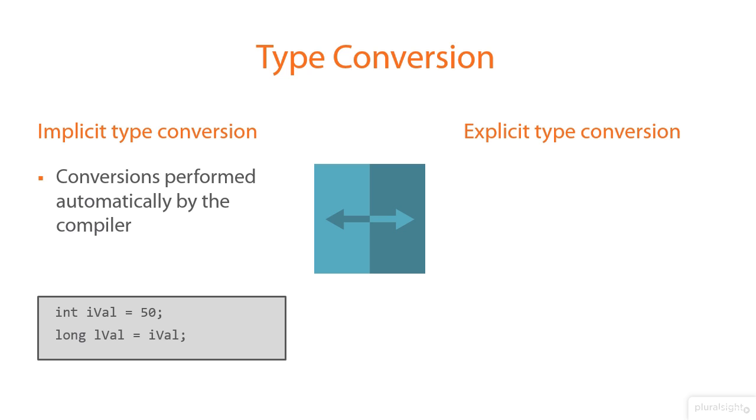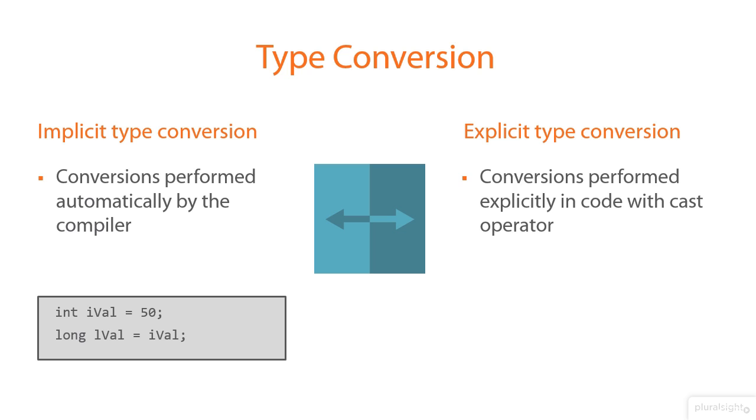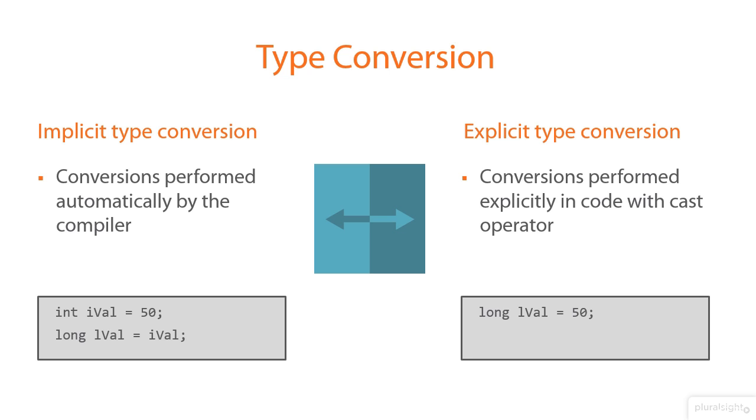And there are also explicit type conversions, and these are conversions that I explicitly perform in my code. And I do that using a cast operator. We see here if I have that long lval equals 50 now, so I'm now assigning a 64-bit integer the value of 50. If I want to assign that into this ival, a 32-bit integer, I have to explicitly cast it. I have to tell the compiler that I want to go from that 64-bit integer into a 32-bit integer.